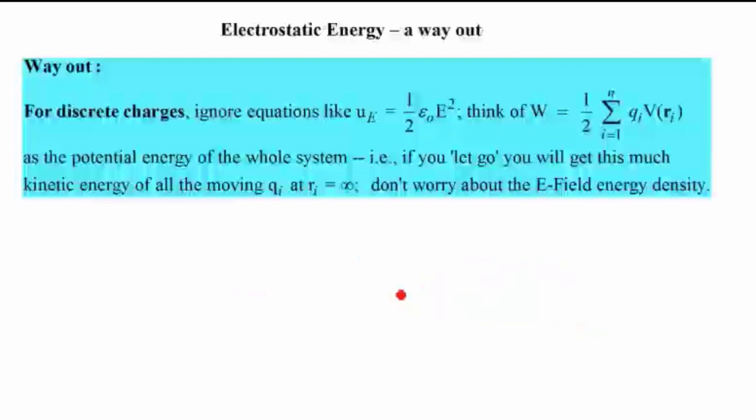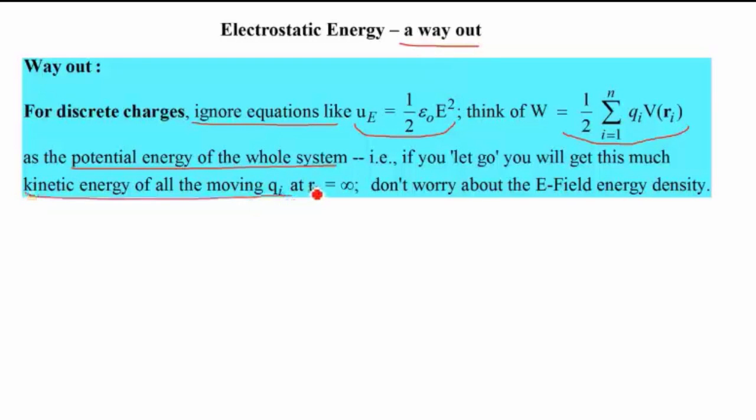Well, the consequences are that we do have a way out, and for discrete charges we can ignore this equation. So we ignore this idea of a field energy density, and we just think of W as equal to what we derived here as being the potential energy of the whole system. And what that means is that if we let go of all these charges, you will get this much kinetic energy of all the moving Q sub i's at infinity.